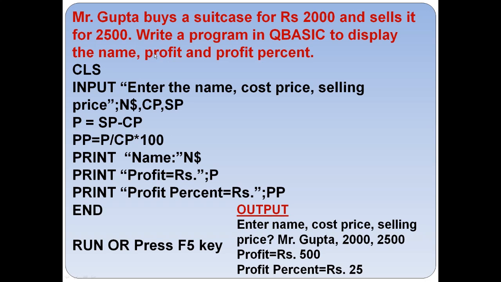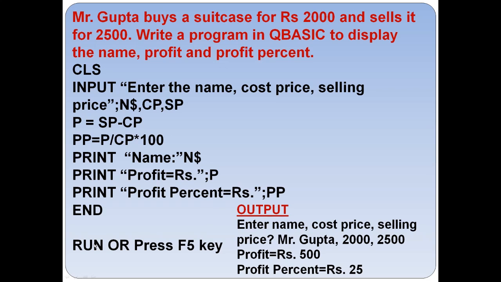In this we will find the profit and profit percent, and we will display the name also, Mr. Gupta here. So first we will write CLS, clear screen, input, enter the name, then cost price and selling price. The name variable is N$, CP is cost price and SP is selling price. Now profit is equal to SP minus CP, and the profit percentage formula is profit divided by CP multiplied by 100. Now print name variable N$, then profit in rupees variable P, and profit percentage variable PP.